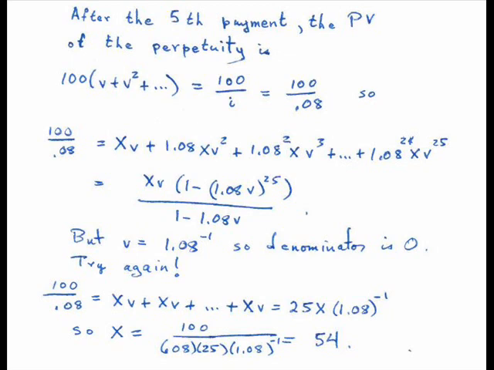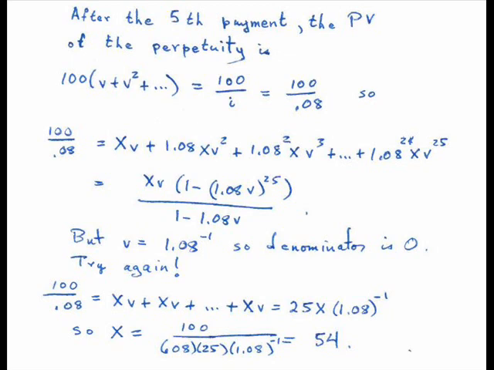However, there's a problem here. V is 1 plus i inverse, or 1.08 inverse. So 1.08V would be 1.08 times 1.08 inverse, which is 1. So the denominator of our formula in this case is 1 minus 1, which is 0. And in fact, the numerator is also 1 minus 1, which is 0. So we have a 0 over 0 coming out of our formula. This is not good. What that means is that our formula is not working. We have to go back to the summation before we use the formula.